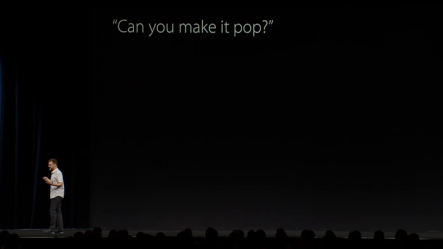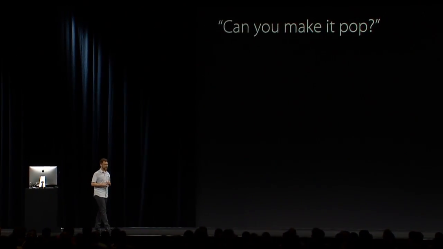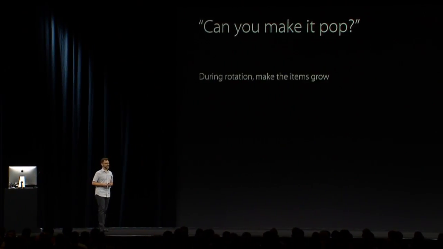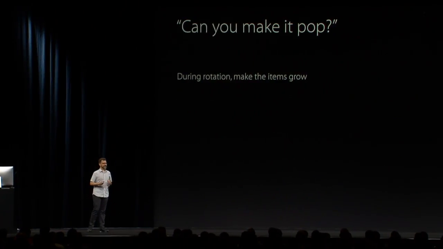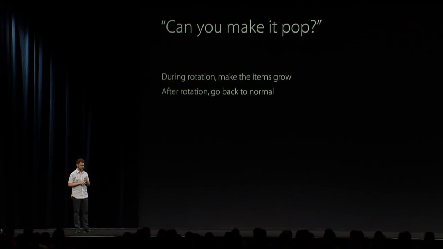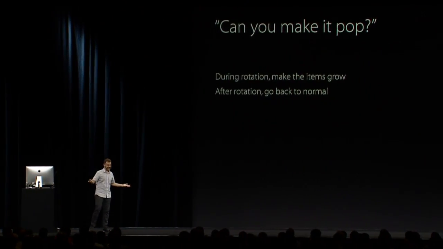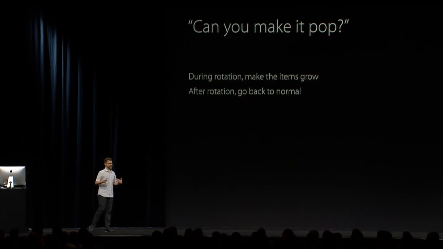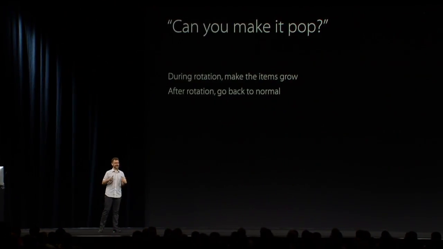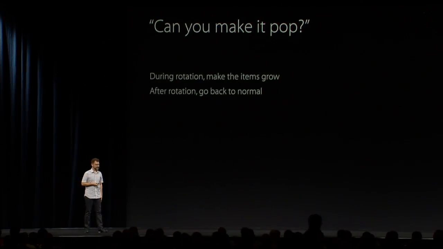If you're an app developer, maybe you've heard this before from one of your clients. So I said, sure, I can make this pop. I can make my app a little more interesting. During the rotation, I'll make the items grow towards you, and then when I'm done, I'll make them shrink back to normal. Now, this isn't something that we necessarily advocate that you do in your app, not this particular technique of making it pop, but the point is where I'm putting the code and where I'm exactly doing this.